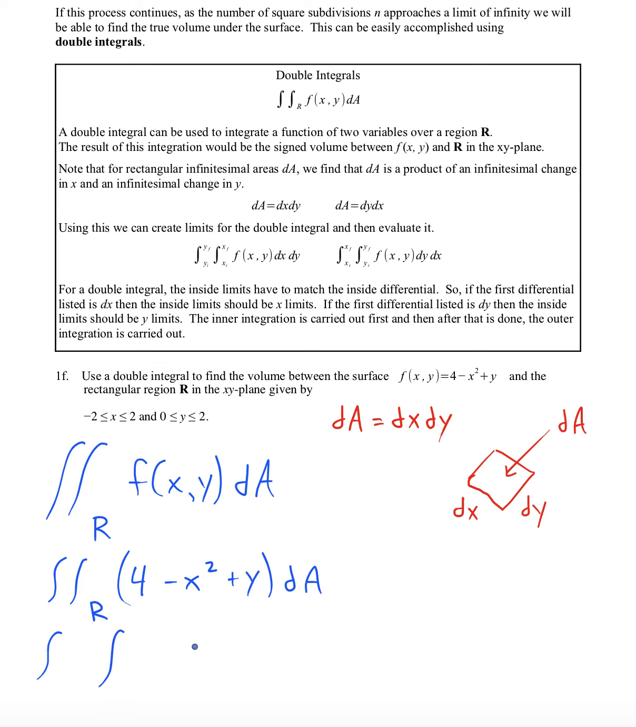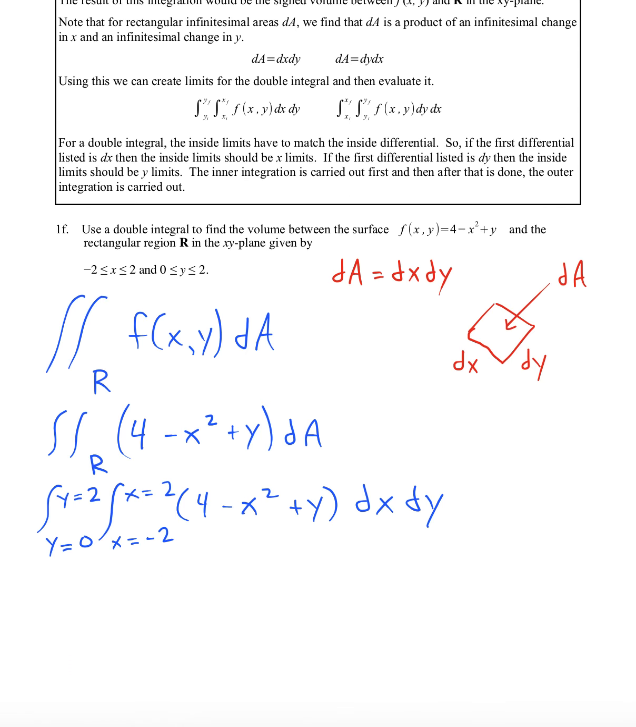So I'll leave some space here. I'll do it this way, dx dy. Now since I chose to put the dx first, I have to use x limits here on my inner integral. And I'll use y limits on my outer integral. Now where do we want to go from and to? We want to go from x of negative 2 to x of 2. That should make sense. And for our y's, we want to go from y equals 0 to y equals 2.